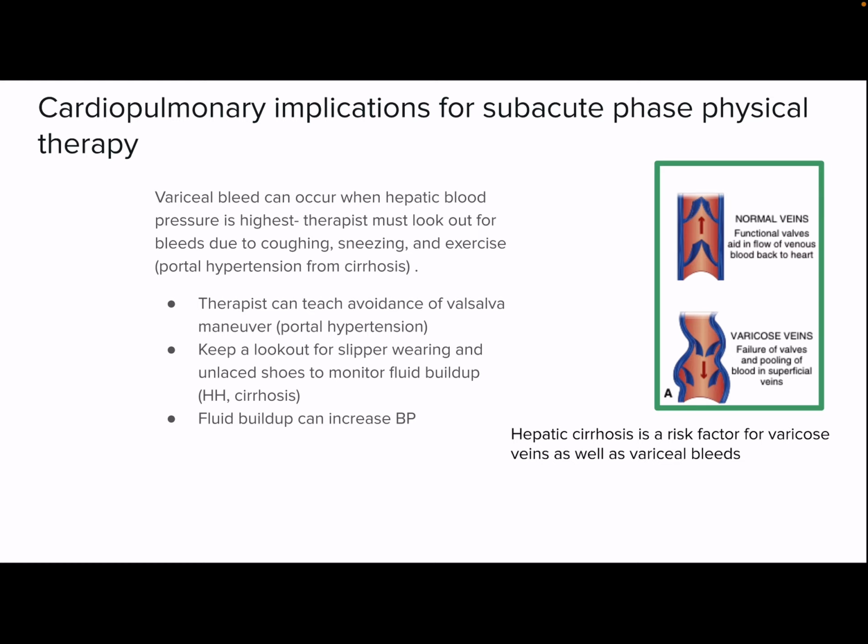We can look out for things like slipper wearing and unlaced shoes in home health. That will help us monitor if they're having fluid buildup. And just a note, fluid buildup can increase blood pressure. On the right here is a picture of what can happen to the veins: you can get varicose veins when the portal hypertension increases, so that might happen to your patients as well.